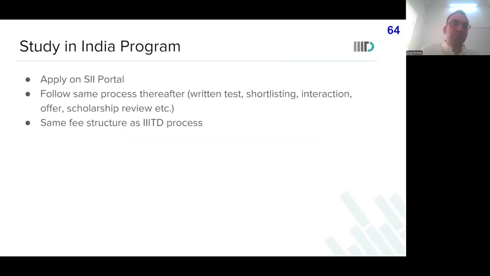The Study in India program is very similar in terms of structure and admission process to the IIIT Delhi Direct program. Just that instead of applying on the IIIT Delhi portal, you apply on the Study in India program portal. And then the same process is followed. It also has the same fee structure as the IIIT Delhi process.